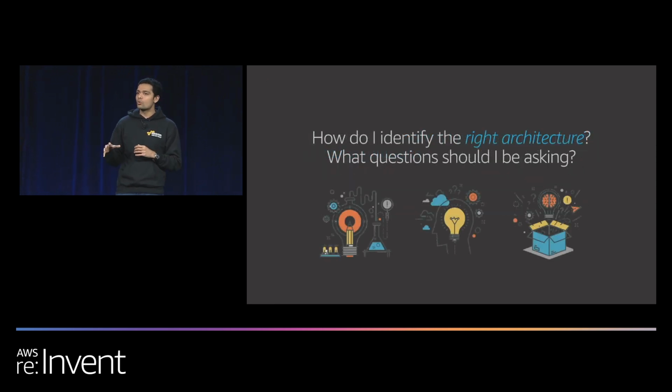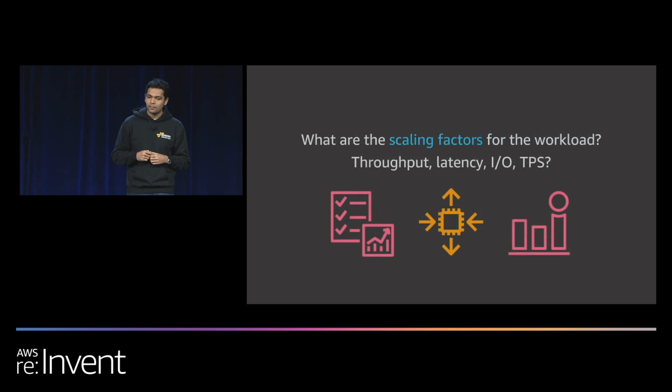So now that I've gone through what an SA is and what an SA does exactly, it's important to figure out the right set of questions before deciding on the first stage of your architectural evolution. How do I identify the right architecture? What sort of questions should I be asking? There's a few questions that you should be asking about every single workload that you're onboarding and the teams you're working with.